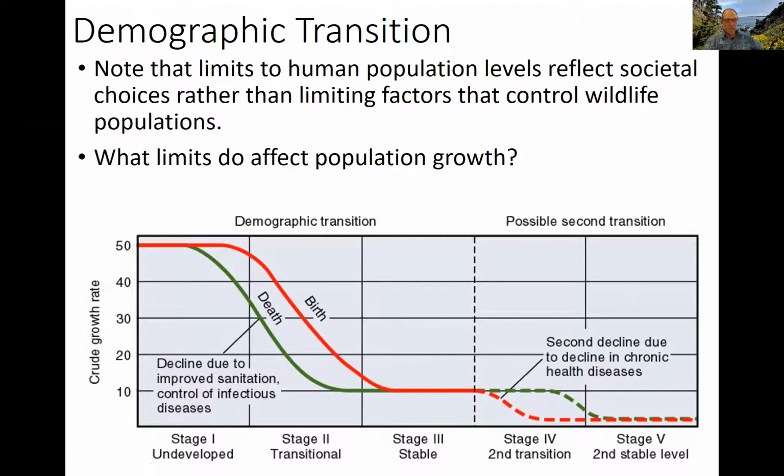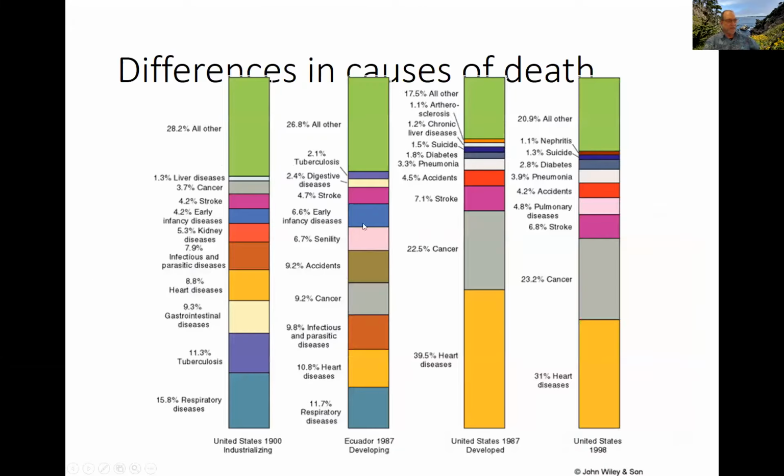So what are some differences in the causes of death in different countries? We can expect that to be reflected here. There are different factors here. If we look at the United States in 1900, we can see the kinds of things that are causing mortality: respiratory diseases, tuberculosis, gastrointestinal diseases, and so forth. The United States in 1900 was closely similar in terms of the causes of death to Ecuador in the late 20th century.